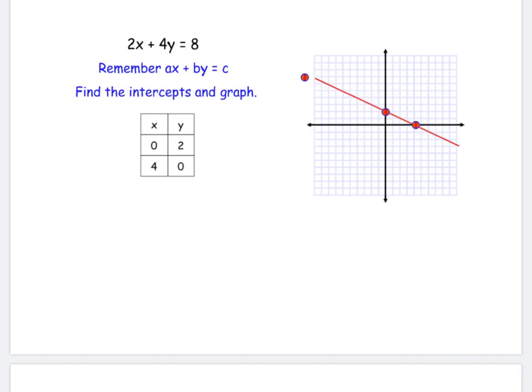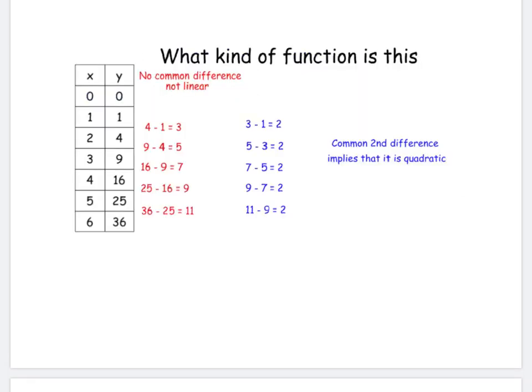And remember, with standard form, we had to find the x and the y intercepts and connect them to make a graph. If we're looking at this table, notice in red, between each term and its previous in the y column, there is not a common difference.